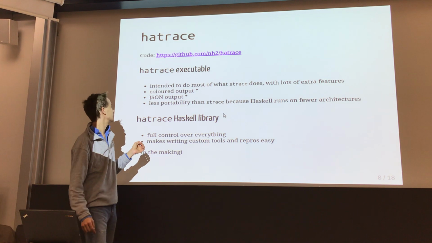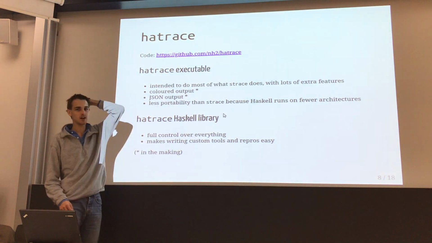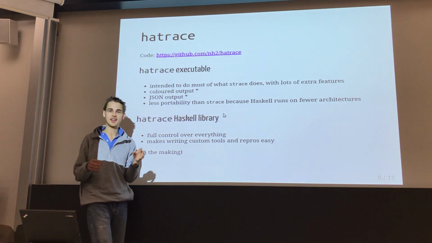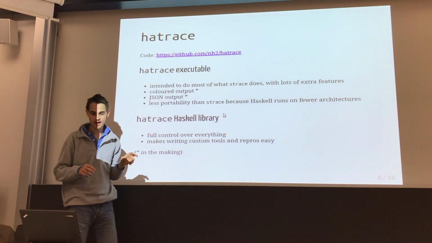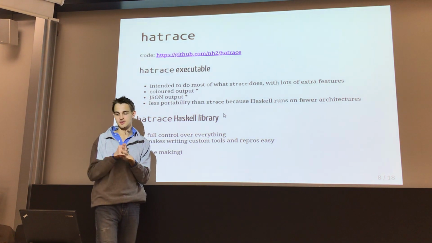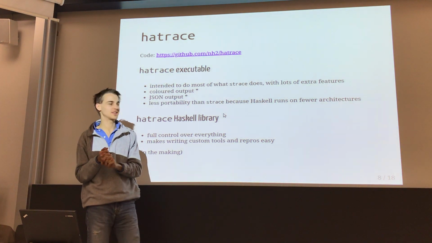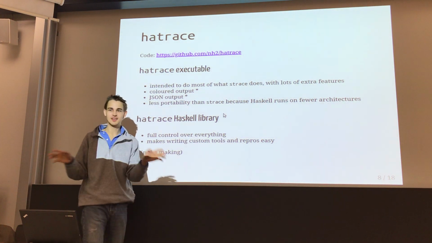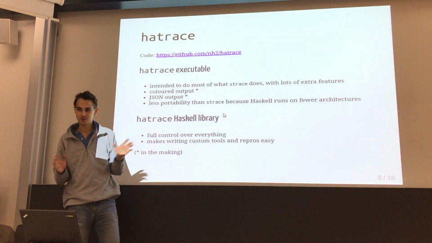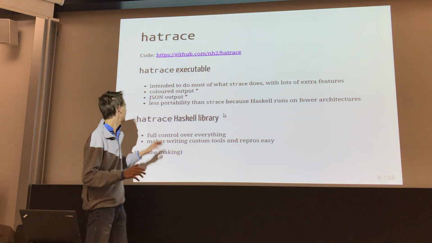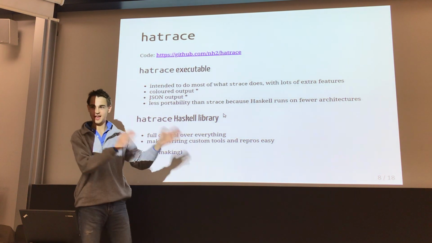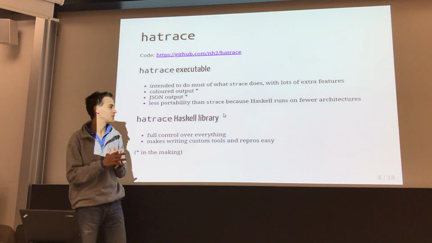There are two parts of it. There is the hatrace executable, which is supposed to be some kind of fancy Hstrace alternative or replacement that you can use in certain situations. So I have this grand plan to get half of the internet using it by adding colored output. Everybody knows this is how you get users. Also JSON output, this is how you get the other 50% of users, right?